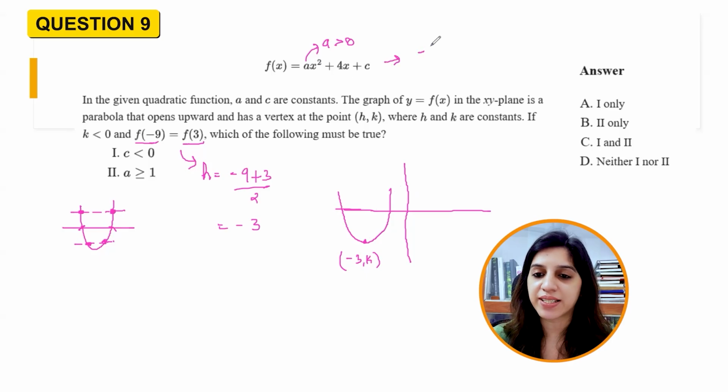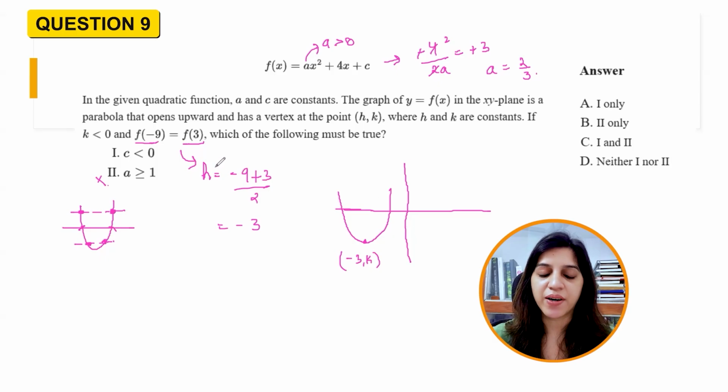I can say the vertex is minus b by 2a. This is supposed to be -3. From where I can actually find the value of a. I can say a is 2 by 3. So they're asking, is a greater than or equal to 1? No, it's not. Then they're asking, is c less than 0? C means the y-intercept. Do you think c is going to be less than 0? No, I don't think so.